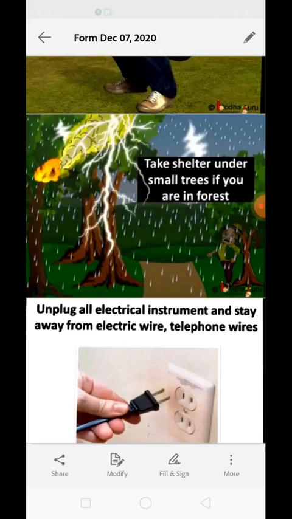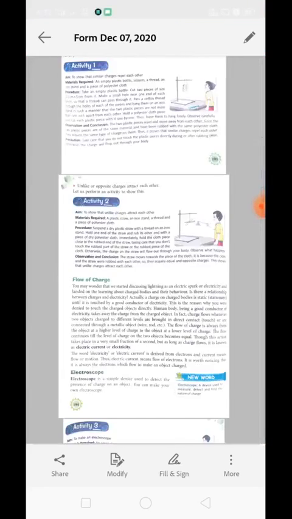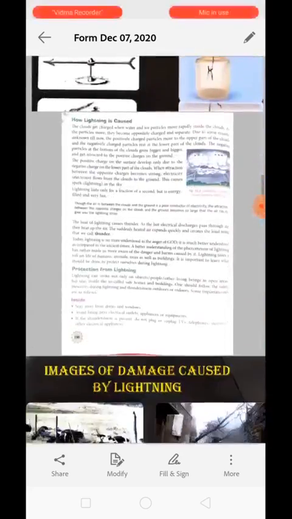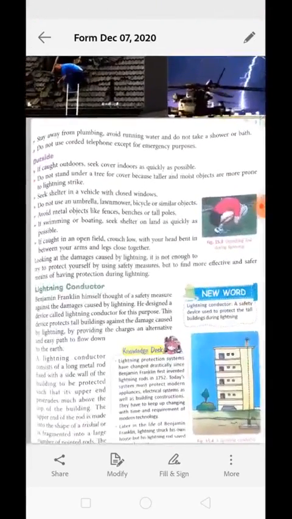Next, seek shelter in a vehicle with closed windows. You can take shelter in a vehicle which has its windows closed. Next, do not use an umbrella, lawnmower, bicycle, or similar object which has a conductor in it. These things should be avoided by you. Any type of conductor you should avoid during lightning to protect yourself properly if you are standing outside. Clear?